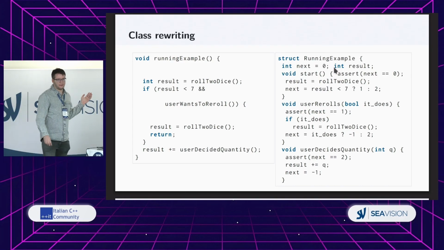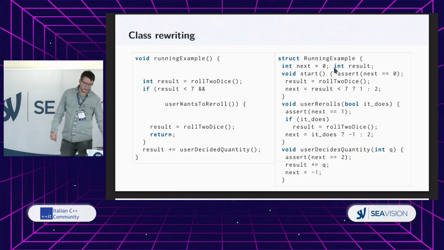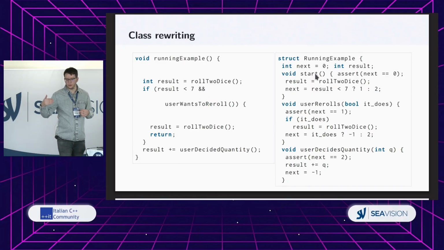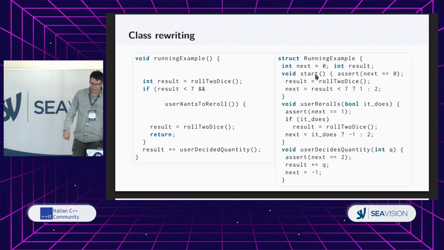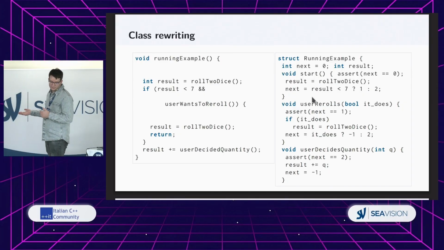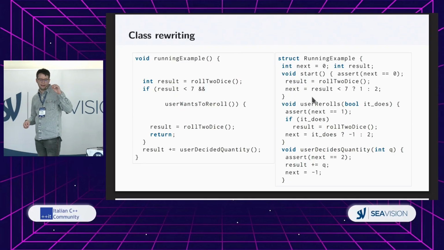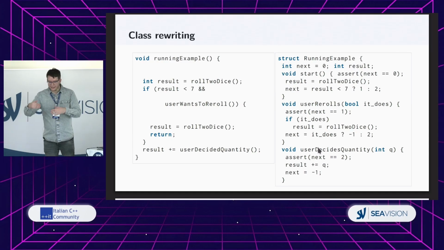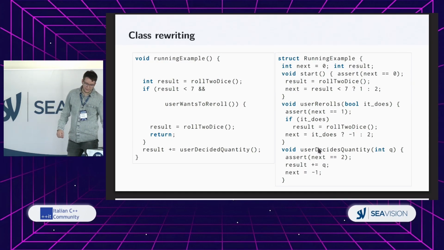If next is equal to 0, we are in the correct state. We can perform start. We roll the two dice, and we set next depending on the result: if the result is less than 7, we set next to be equal to 1, or 2 if it is not. And then the other two functions, user rerolls and user decides quantity, check if they are in the state next equal to 1, or in state next equal to 2. And if they are, then they are in the correct state. You can perform the action.